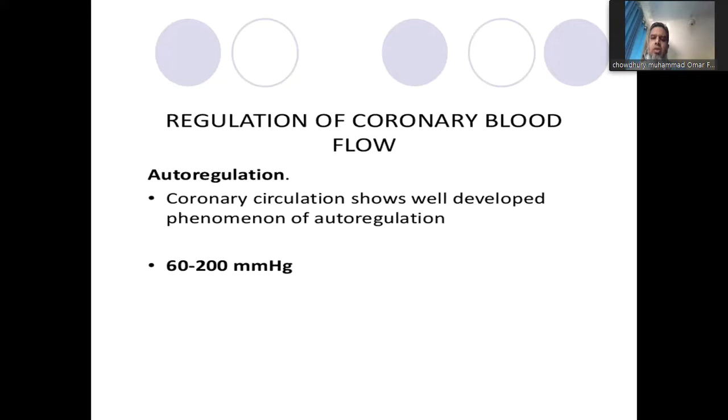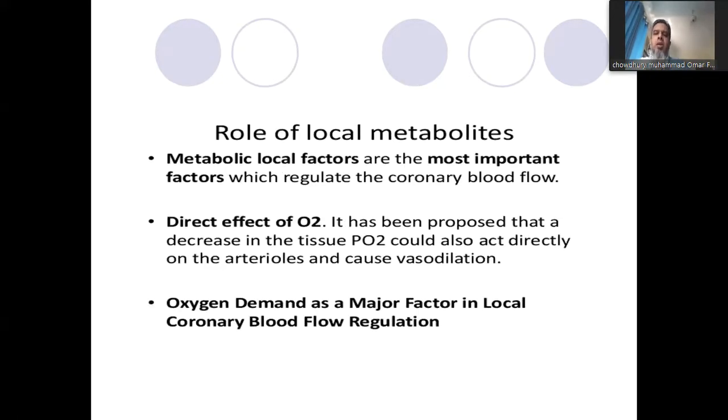Now, regulation of coronary blood flow. There is autoregulation. The circulation shows a well-developed phenomenon of autoregulation, which is 60 to 200 millimeter mercury. Next. And role of local metabolites. The metabolic local factors are the most important factors which regulate the coronary blood flow.